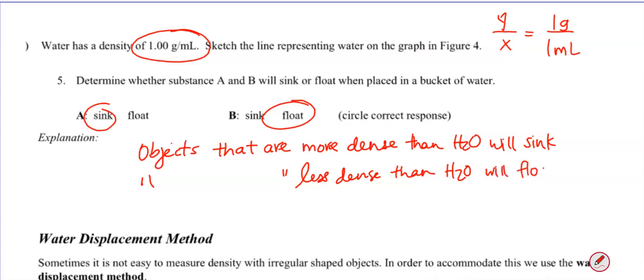Okay, so we're going to use this explanation. Objects that are more dense than water will sink. Objects that are less dense than water will float. There's also something called the water displacement method, and I'm going to save that for the next set of notes. All right. So on Zoom together, we're going to do problem set 1.3, and then we're going to probably discuss a lab. A lab's coming up next.